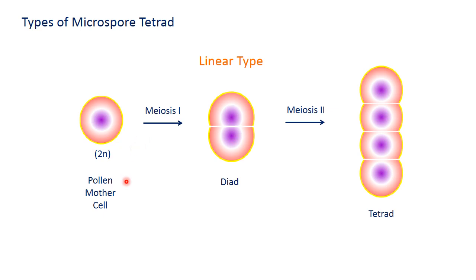Third type: the pollen mother cell divides transversely to form two daughter cells during meiosis first. Each cell in the dyad once again divides by transverse division in the same plane. Therefore, after meiosis second, 4 haploid spores are arranged in a single plane to form a linear tetrad.